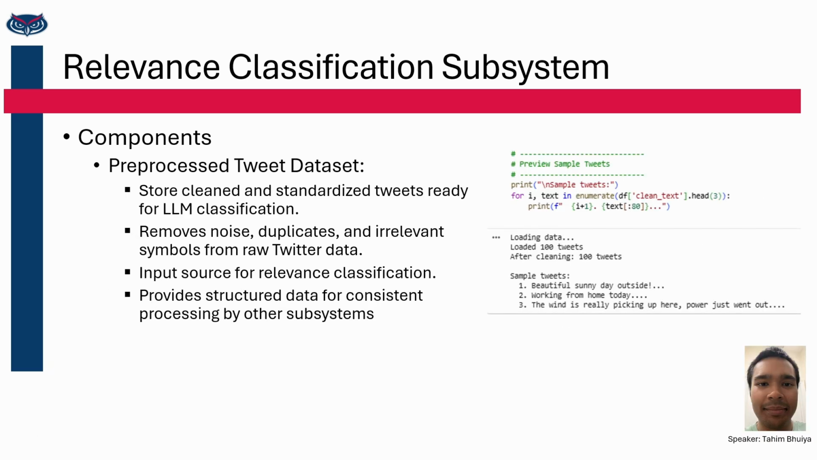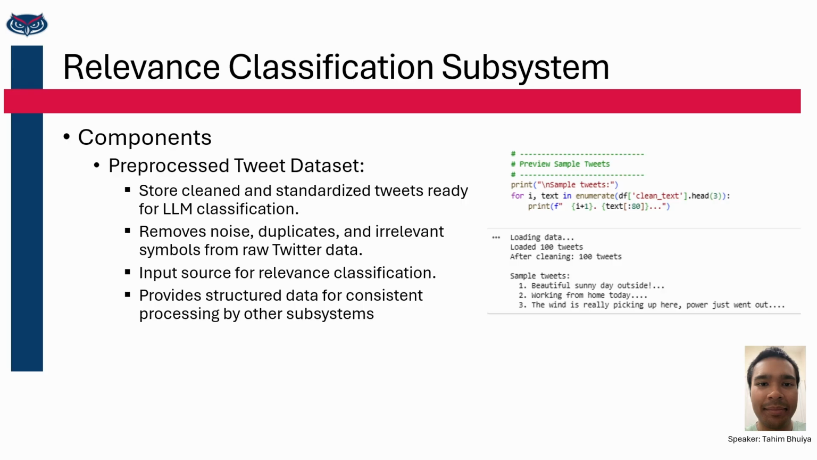Alright, so the preprocessed tweet dataset will contain all the clean and standardized tweets that are ready for the model classification. This step will remove noise like URLs, duplicates, and symbols, allowing us to have a consistent input source for our relevance classification subsystem, and ensuring that all the subsequent subsystems receive structured and reliable data. And the snippet on the right is just a snippet from our demo showing how we loaded the tweets that are pre-processed.